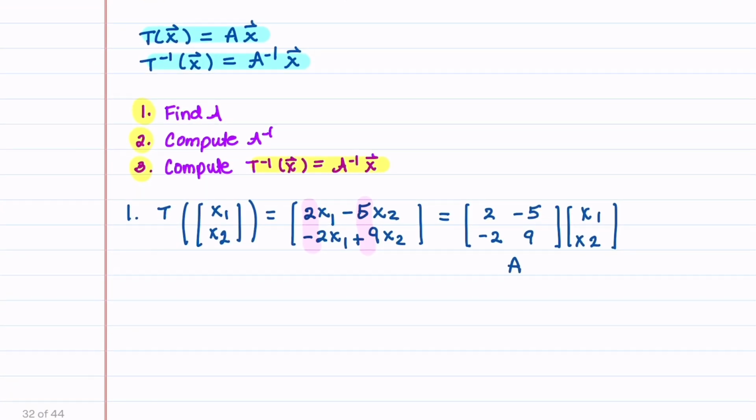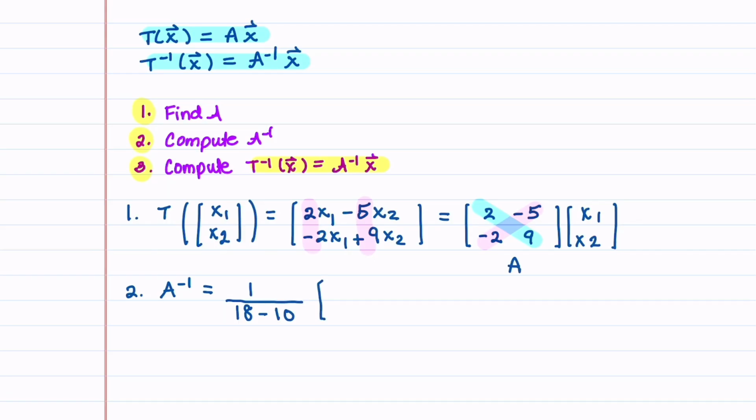Our second step is to find our matrix A inverse. So what we do for this is we take 1 and we divide it by the determinant of A. So the determinant of A is the main diagonal multiplied, that's 18, minus our off diagonal multiplied, and that's a minus 5 times a minus 2, so that's a 10. So we have 18 minus 10.